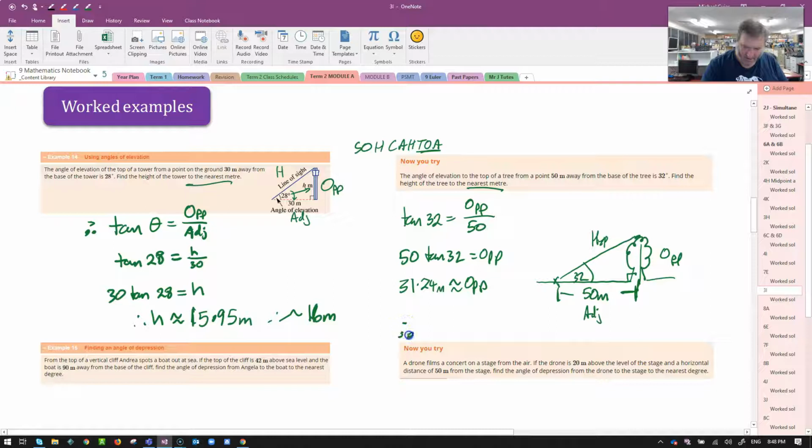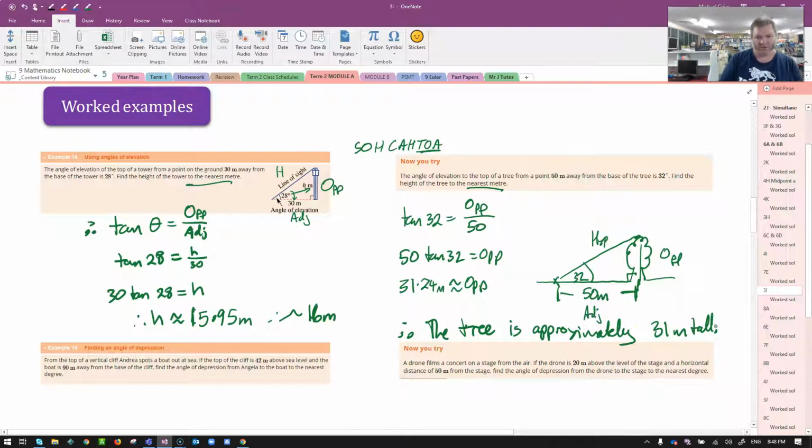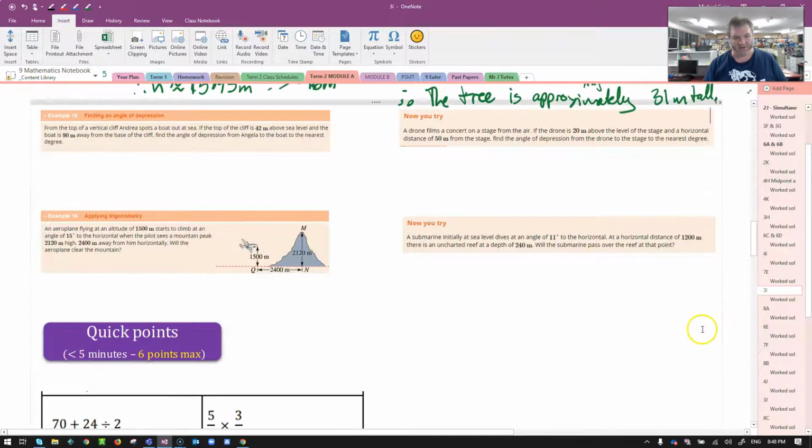Therefore, that's me right, the tree is approximately 31 metres tall. Nearest metre, we've done that. That's all you have to do.